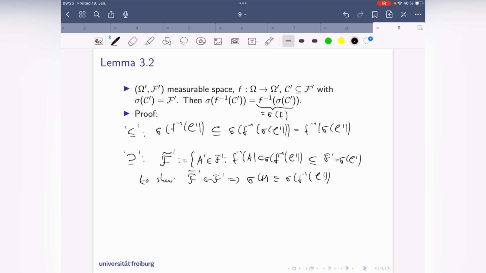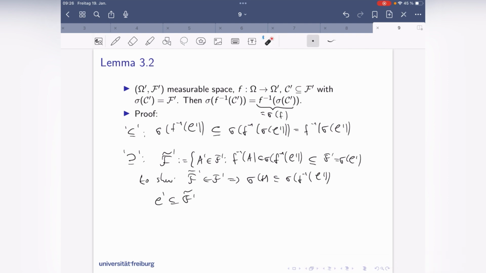Yeah, so first of all, I can show, but I don't want to do this here, that F' tilde is in fact a sigma algebra. You do this by showing that, well, this property here is stable under intersections and so on. And once I know this, then I know, for example, C' is a subset of F' tilde. Why is that?